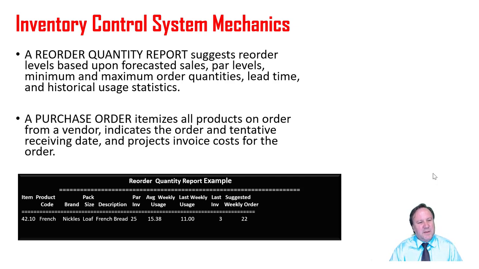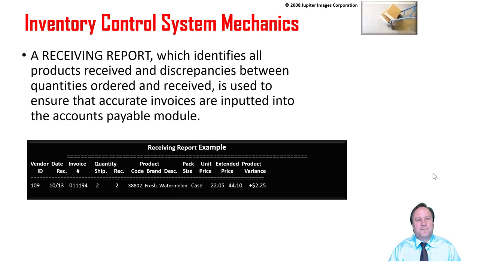related to each other. A purchase order, as you can see here, itemizes all products on order from a vendor and indicates the order and tentative receiving date, and projects the invoice cost for the order.